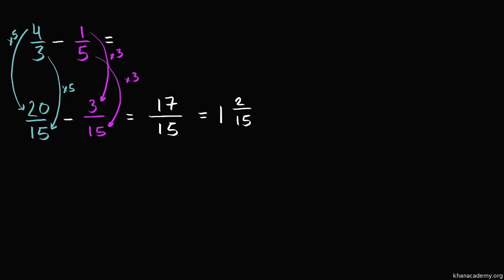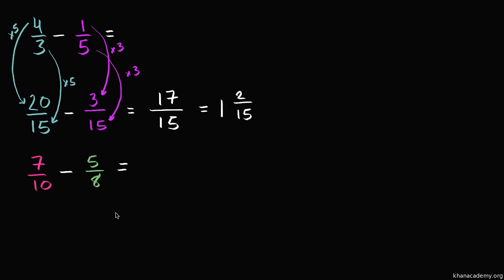Let's do another example. Let's see if we can figure out what 7/10 minus 5/8 is. And I encourage you to pause this video and see if you can calculate it yourself. Well, just like we saw before, we have different denominators, but we need to rewrite them so that they have a common denominator. That way we can subtract.